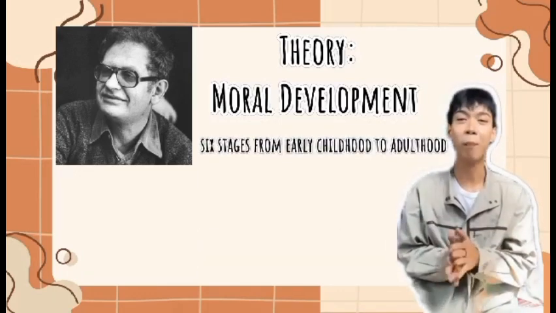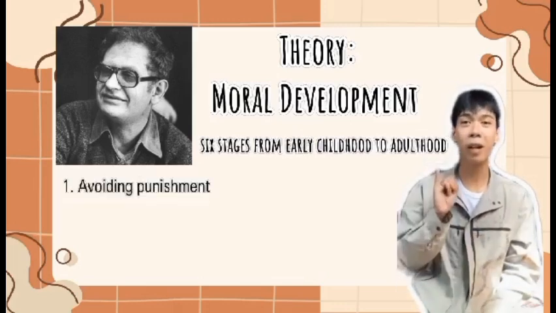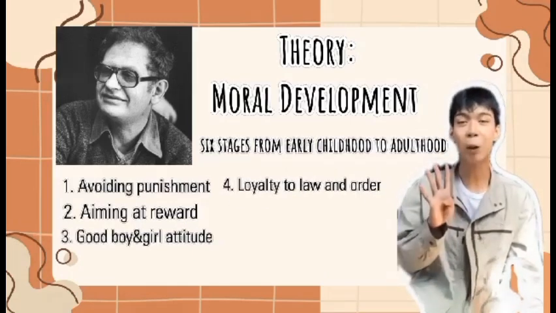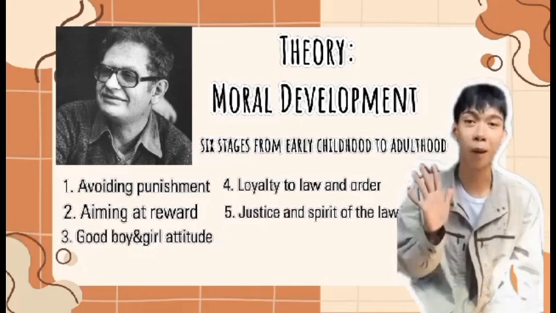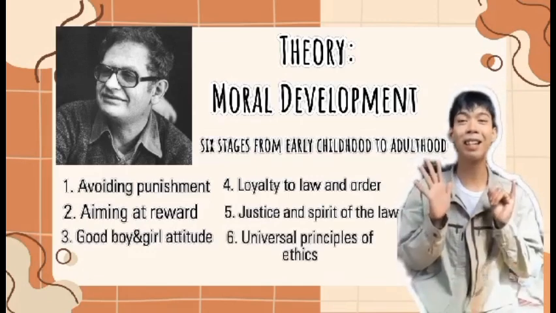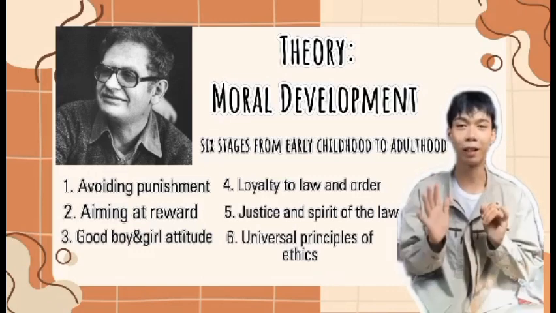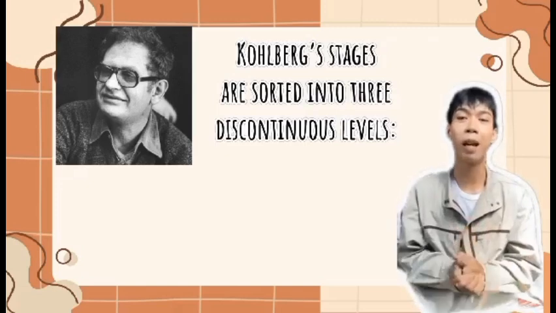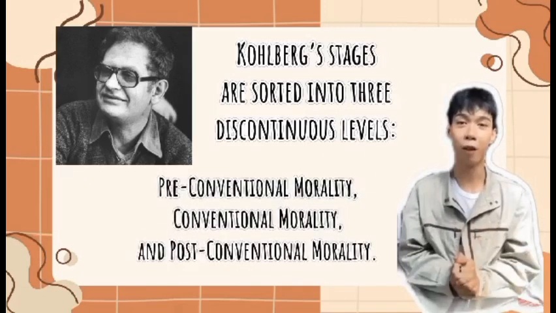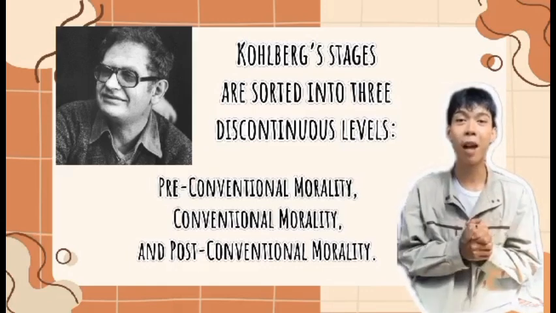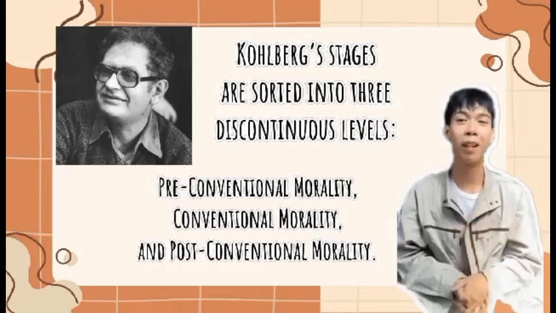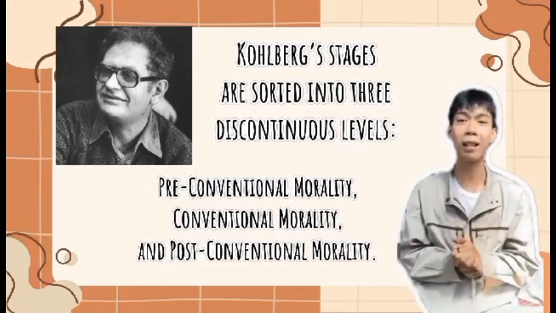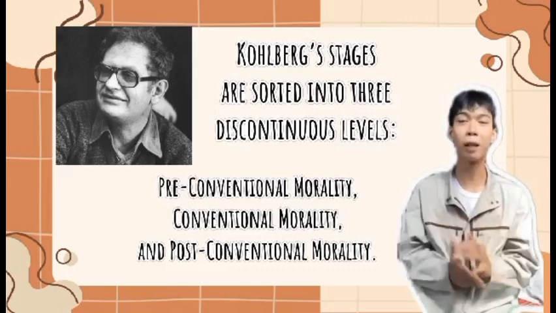to adulthood, and these are avoiding punishment, aiming at reward, good boy and girl attitude, loyalty to law and order, justice and spirit of the law, and last but not least, the universal principles of ethics. Kohlberg's stages are sorted into 3 discontinuous levels, and these are pre-conventional level, conventional level, and post-conventional level. Each stage involves a more advanced level of reasoning that coincides with cognitive development and life experiences.